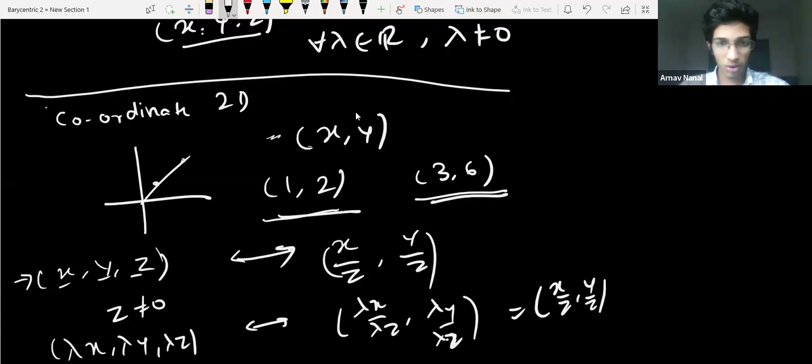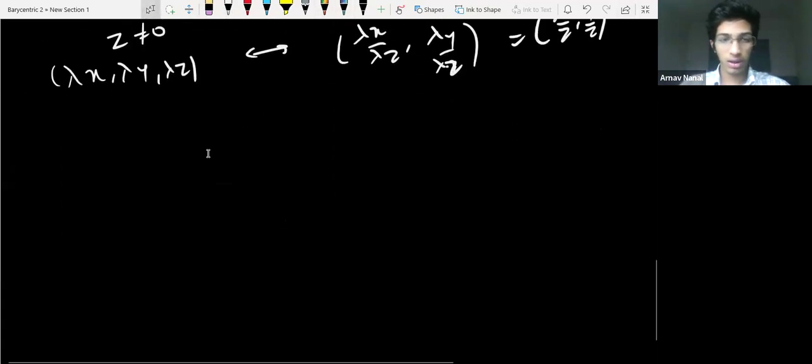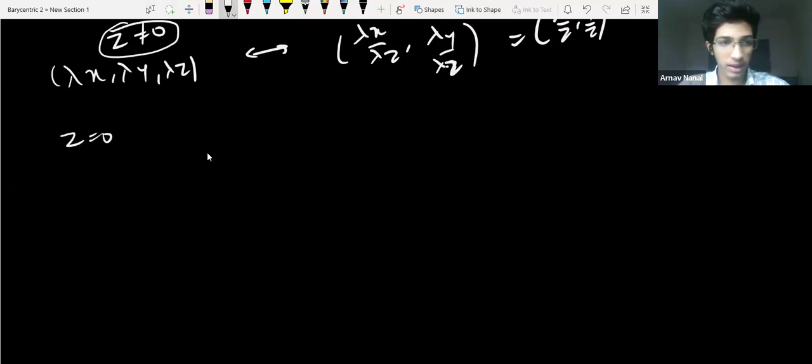What is the interpretation of this, or how can you visualize it? Basically, I just allow z equal to 0 for the time being. We'll see later why it is allowed. So these are just coordinates of R cube minus (0, 0, 0).